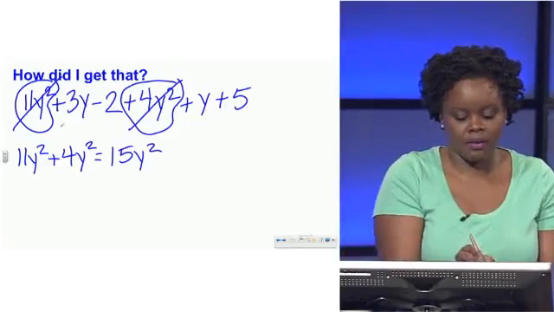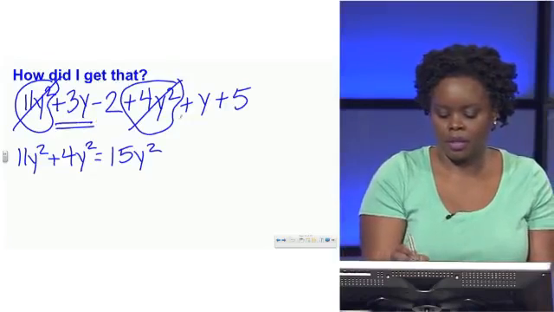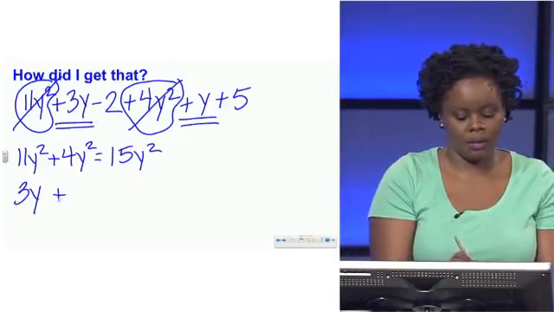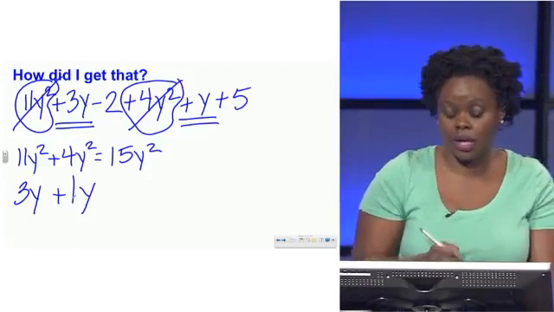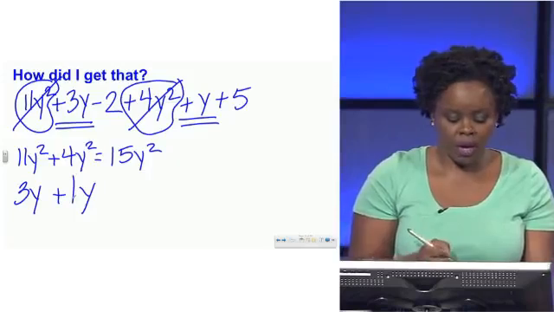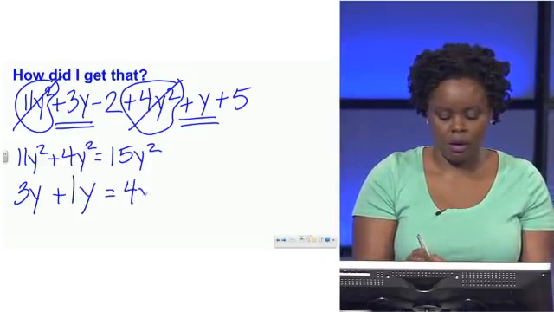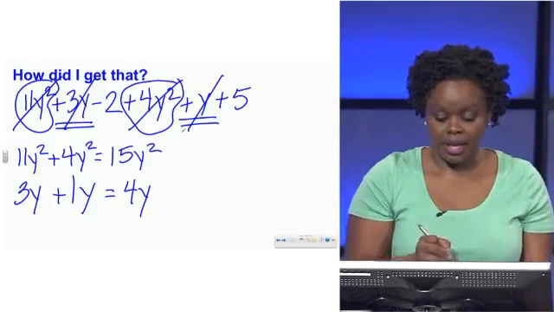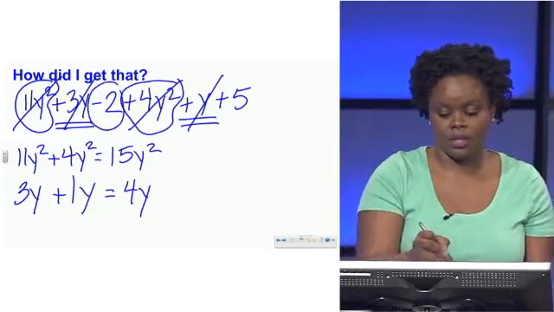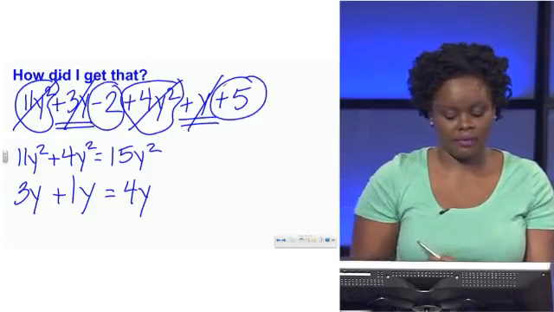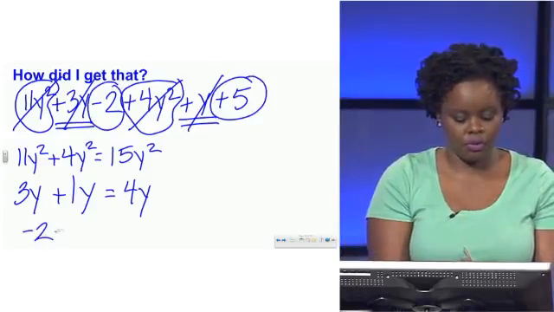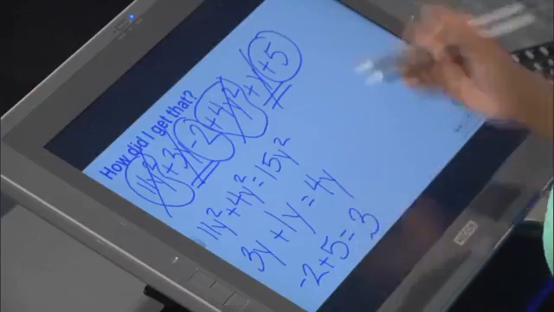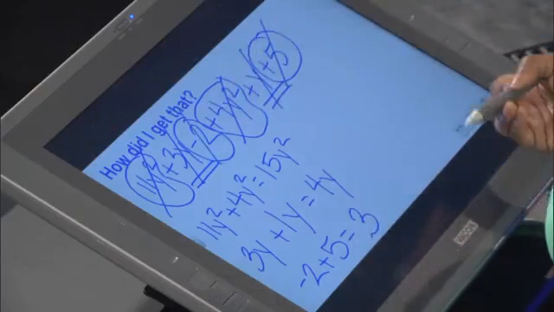Now I see I have 3y plus 1y, right? So 3y plus 1y, because there's an invisible 1 there that I don't see. 3y plus 1y. That's 4y. All right, so I've handled those terms. And I have two constant terms left. I have this negative 2 and this positive 5. So negative 2 plus 5, that's a positive 3. Okay, and those are my last two terms that I need to combine.